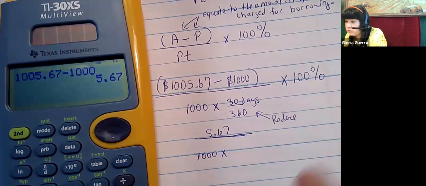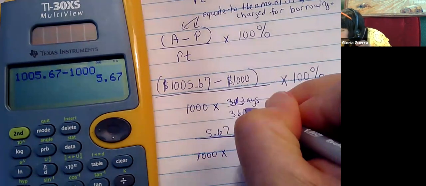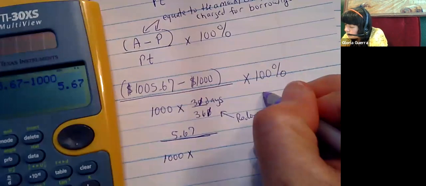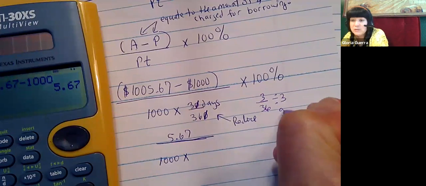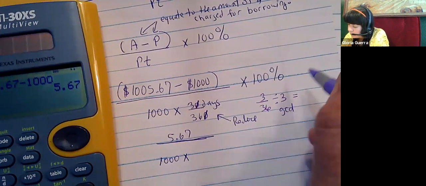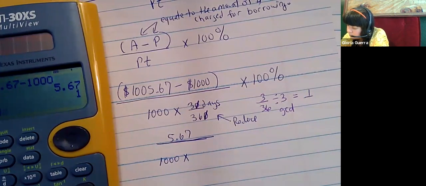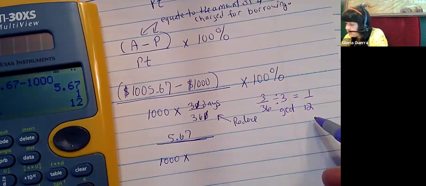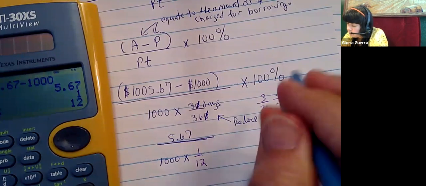So first of all, when I reduce it, those zeros right away can cancel out. Basically that gives you 3 over 36. And then that can be reduced by 3. That's the greatest common divisor. 3 divided by 3 is 1. 36 divided by 3 is 12. So that's 1/12. So this is times 1/12. Okay, and then we have times 100%.